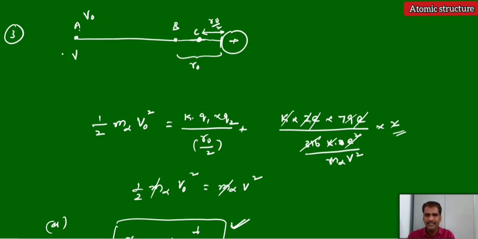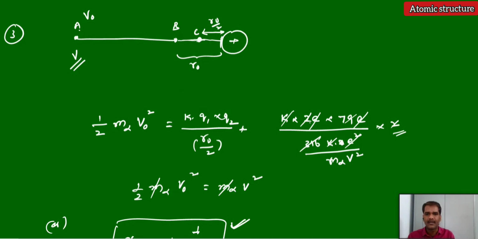So here V is the initial velocity. If we take initial velocity V naught, it will reach the point B. But if we change the initial velocity, it will reach the point C also. Now we have to calculate this. Here, the second and third questions we wrote like both the same. That is why we did the calculation.